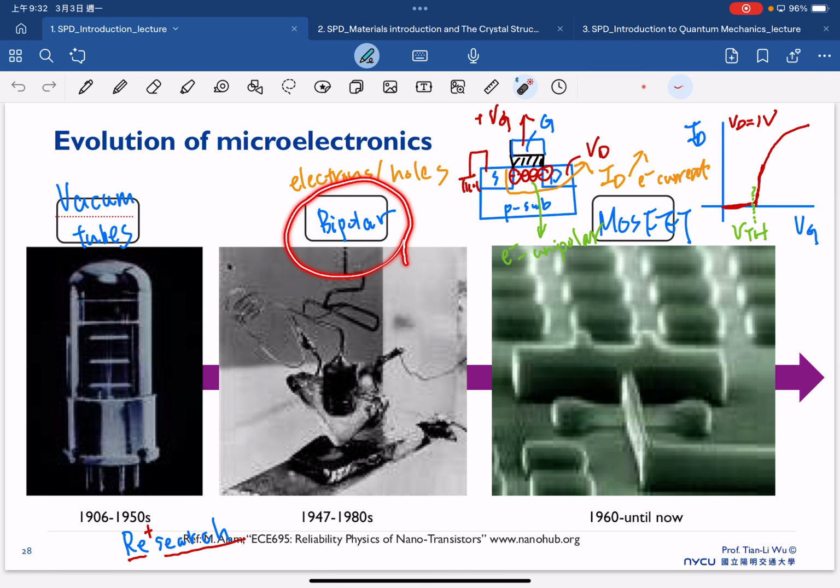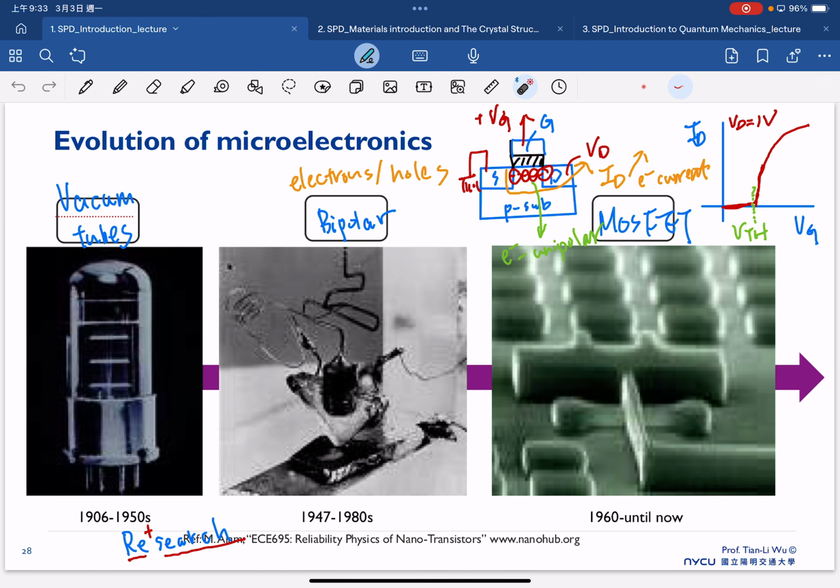And last time I already mentioned that the reason it is called bipolar is because this transistor involves two kinds of different carriers that operate at the same time, which are electrons and holes. That's why we call it bipolar. The bi here is because it involves two different kinds of carriers. And then after the bipolar transistor, we started to have the MOSFET.